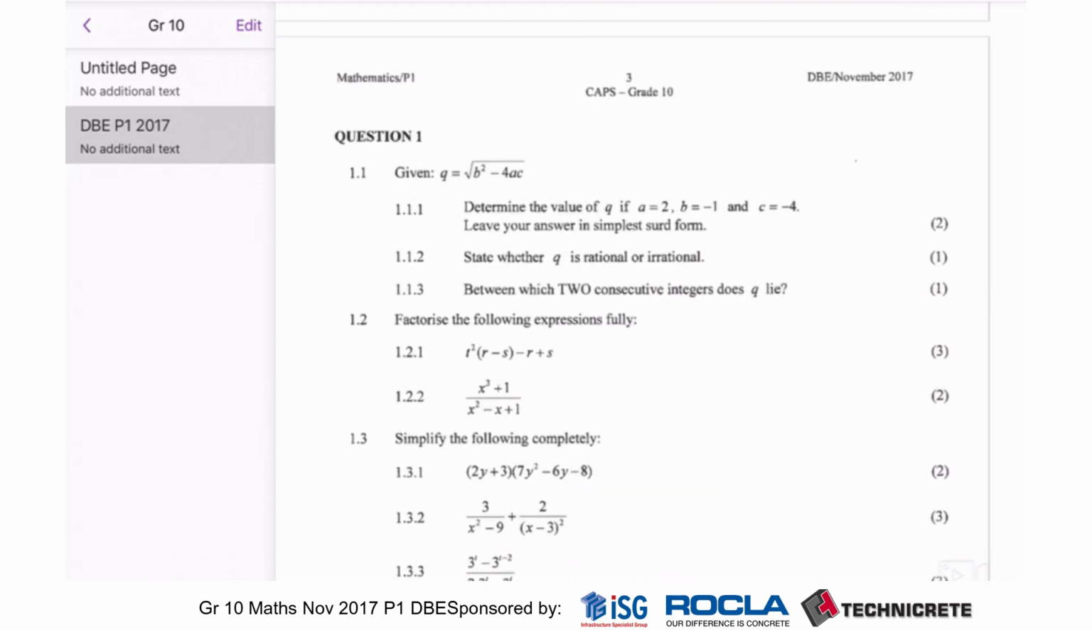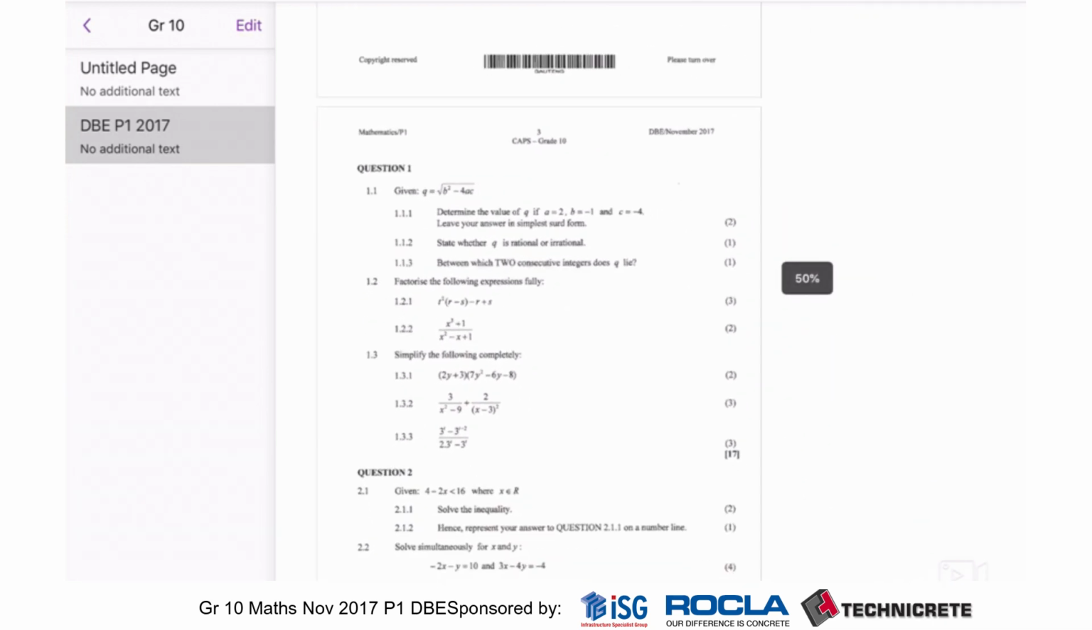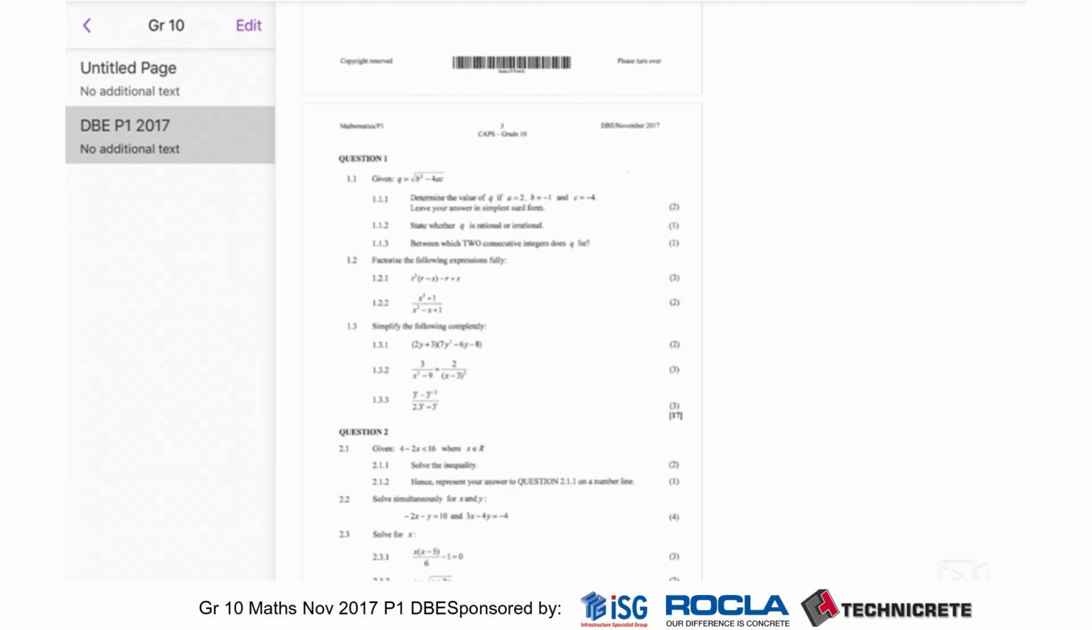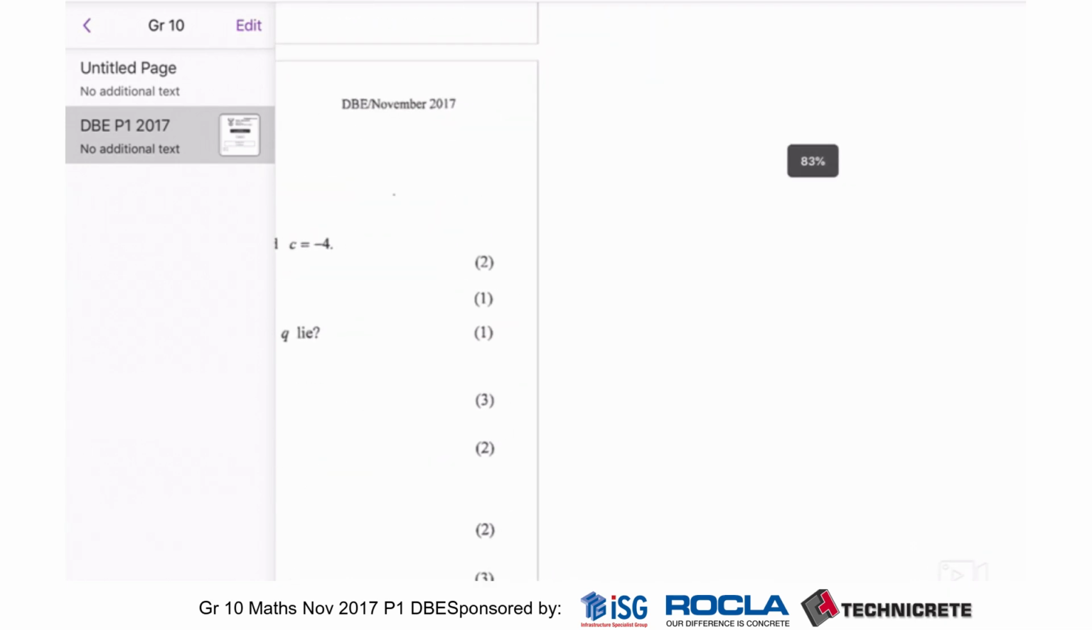Question 1 is where our algebra starts. So question 1 says, given q is equal to the square root of b squared minus 4ac, determine the value of q if a is equal to 2, b is equal to -1, and c is equal to -4. Leave your answer in the simplest surd form. Okay, so that is just a basic substitution question. So we're just going to substitute.